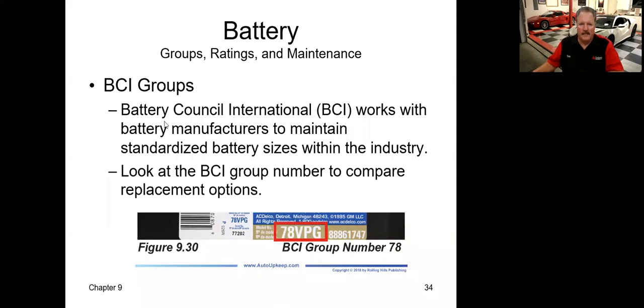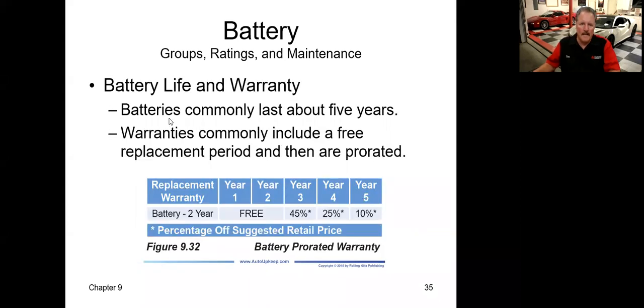This BCI is the Battery Council International. They work with the sizes of the battery. There are lots of battery sizes out there, folks. Size 24, 24F, 27, 27F, 64, 65, 78. There's just lots of different sizes out there. You need to know the specific vehicle, make, model, and engine size when you go to get a battery at the parts store so you get the correct size battery for your vehicle. Very important.